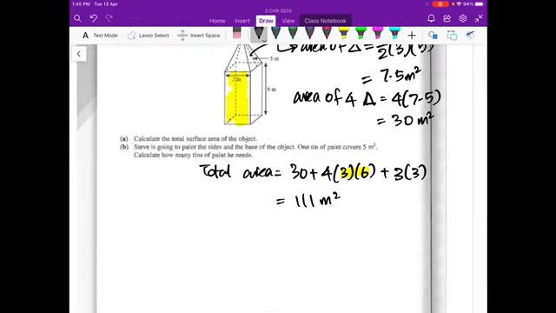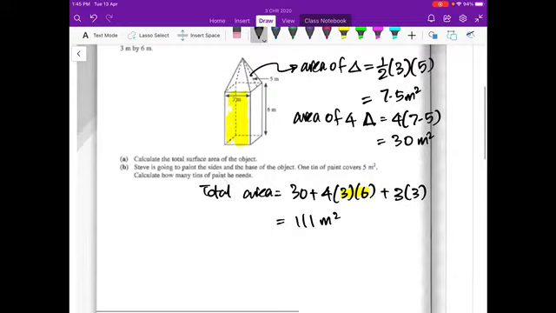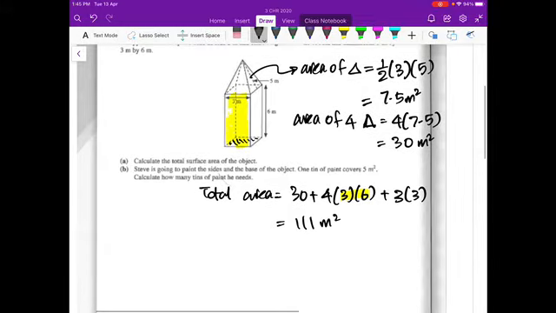Because at the bottom it is 3 meter by 3 meter. There are 4 rectangles, 4 triangles, and 1 square at the bottom, so add them. Haven't finished, that's part B.